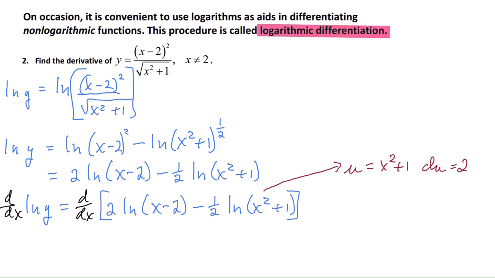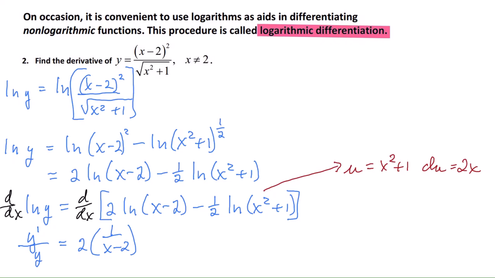On the second term inside the brackets here, let's let u be x squared plus 1, which makes the derivative of u 2x. On the left, I'm taking the derivative of the natural log of y, which is just y prime, whatever y is as a function of x, divided by y.